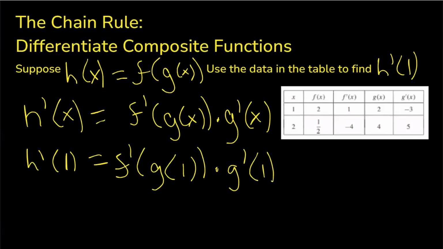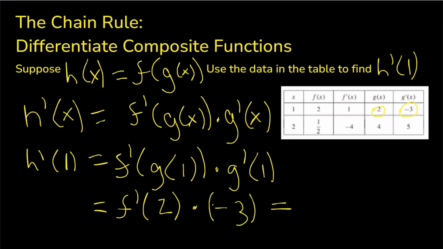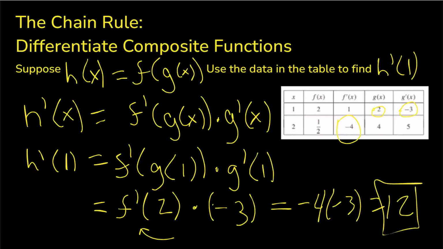Then you just use the table of values to fill this in. So g of 1 is 2. This means that 2 is being plugged into f prime, times g prime of 1 is negative 3. So times negative 3. Then finally, I can get what f prime of 2 is. f prime of 2 is negative 4. So that's going to be negative 4 times negative 3, which is 12. This kind of problem comes up on AP exams a lot. Speaking of AP exams, let's look at a sample free response question.